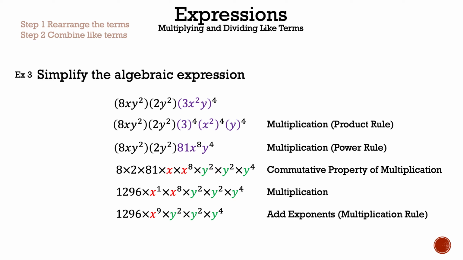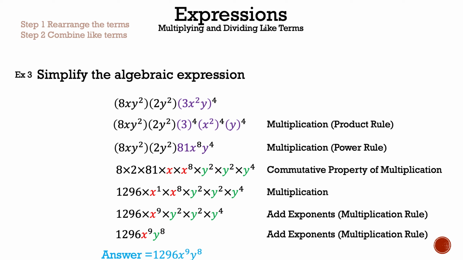And for the y's, we don't need to add any hidden exponents, so we can go ahead and just add them. 2 plus 2 plus 4 is 8, so now we have y to the 8th power, and our answer is 1296 x to the 9th power, y to the 8th power.